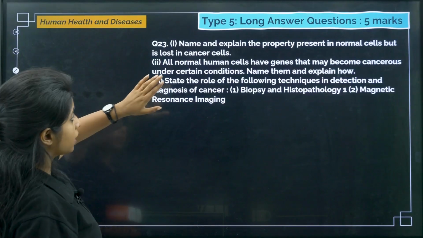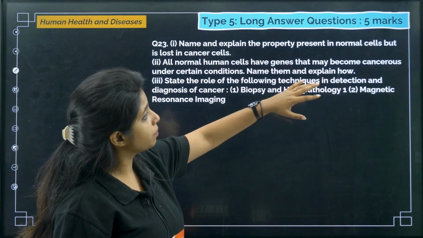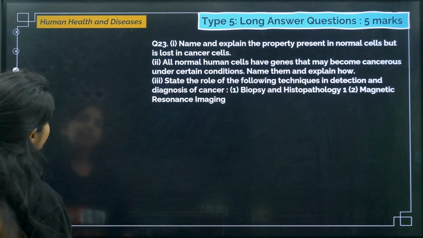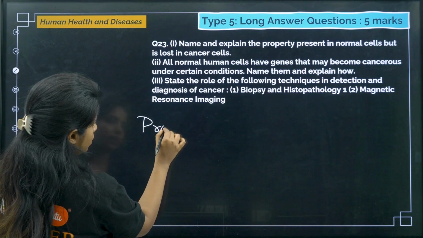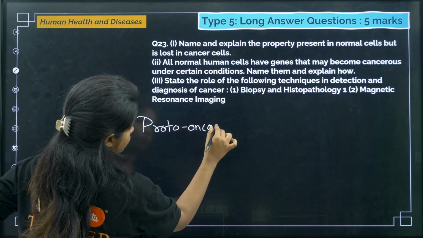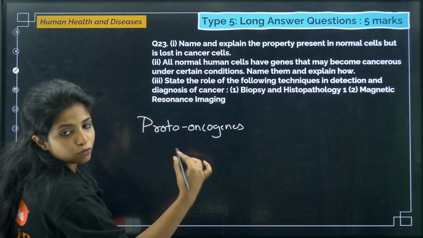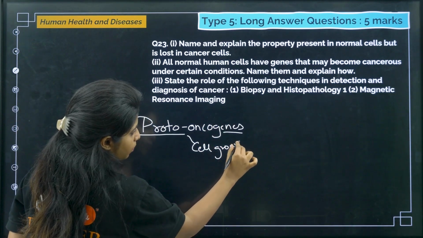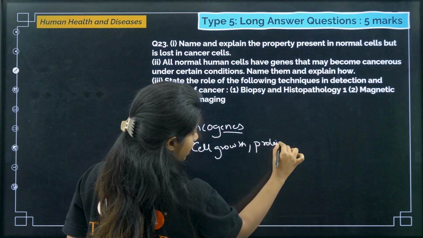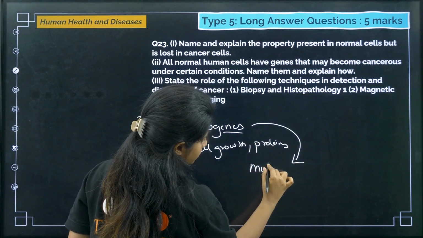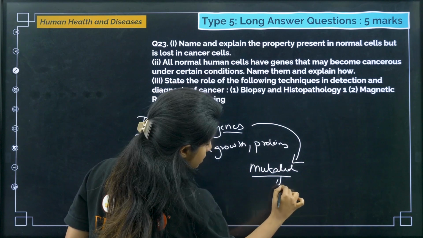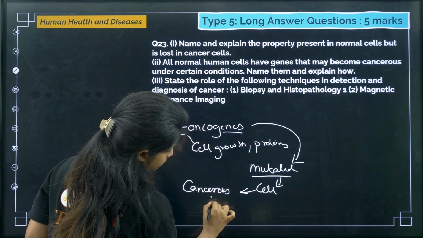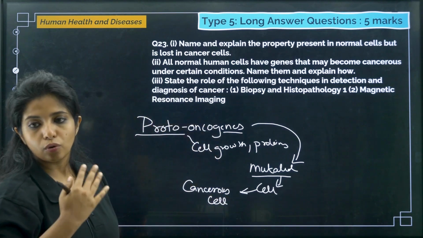Next thing, all normal human cells have genes that may become cancerous under certain conditions. Name them and explain how. So I just explained that now. That is about proto-oncogenes. Proto-onco. Onco as in the one that causes cancer, right? Proto-oncogenes usually help in cell growth. They help in formation of proteins and a lot of things. But once they get mutated, they make the cell turn into a cancerous cell. So some mutation in them can lead to the whole change.